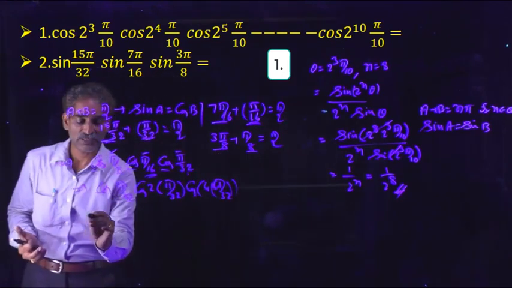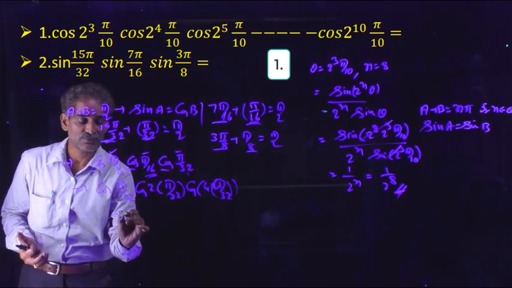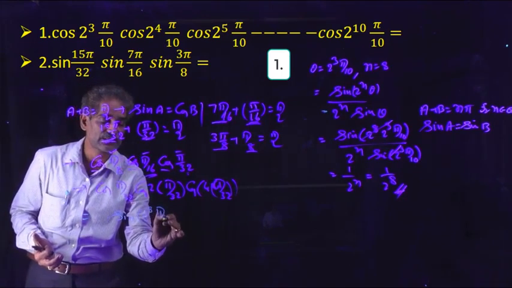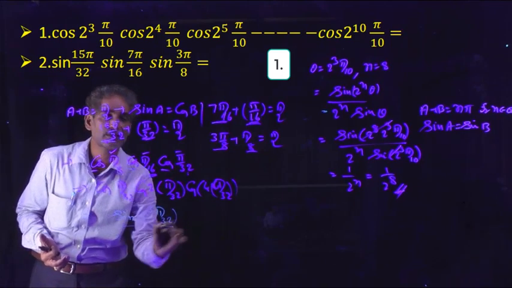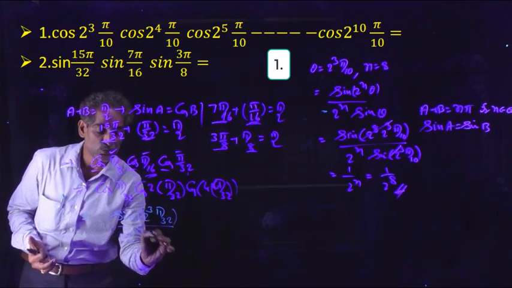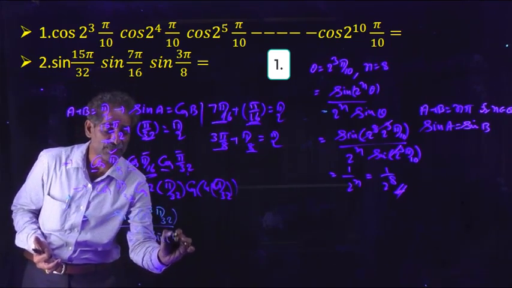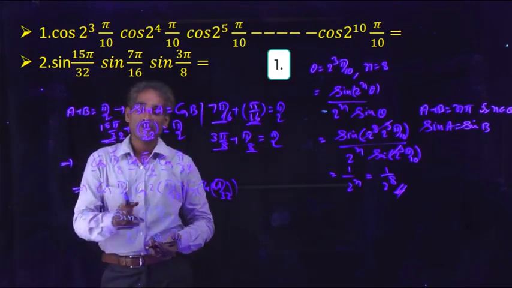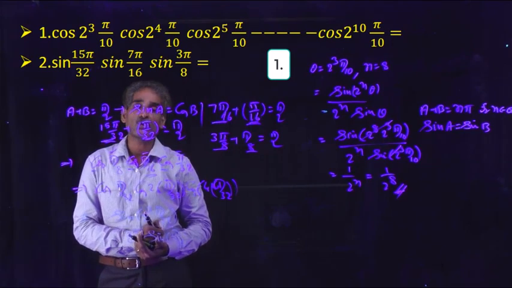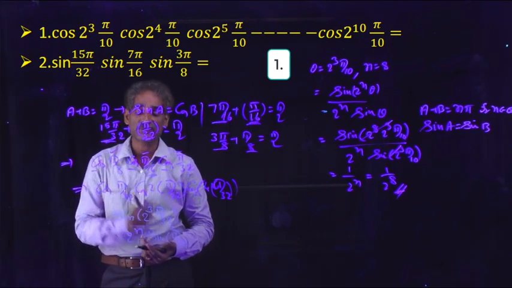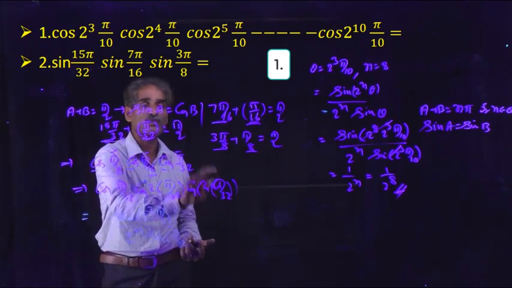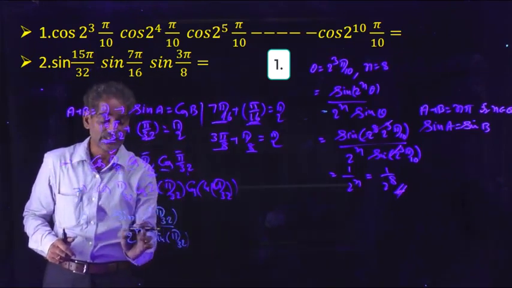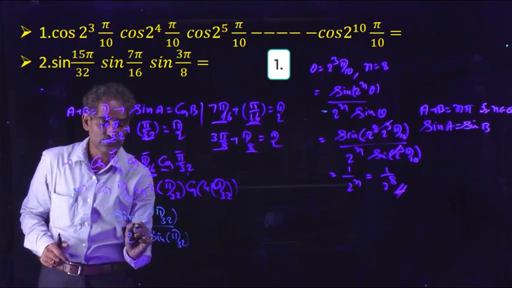So now the formula is sine of 2 power n theta by 2 power n into sine theta. What is theta? Pi by 32. The angles theta, 2 theta, 4 theta are in GP. So now simplify it. Here n is 3.